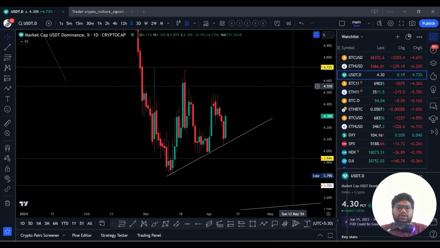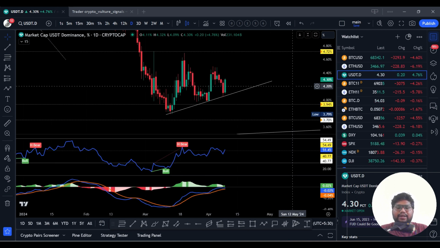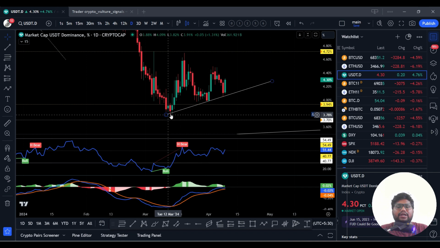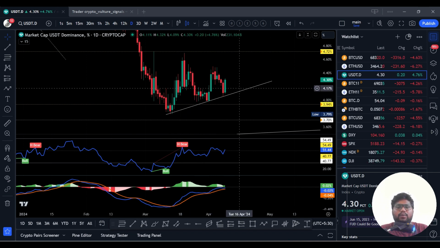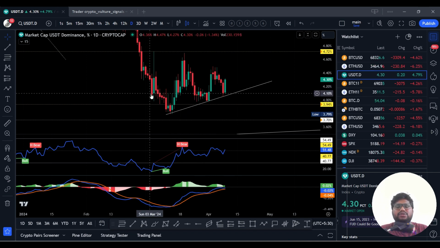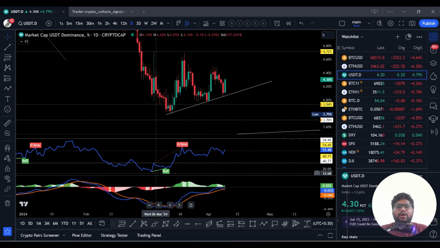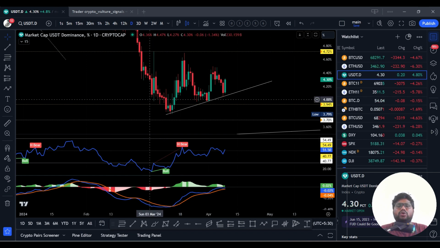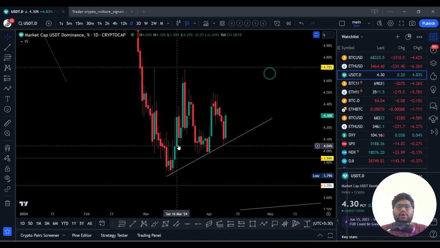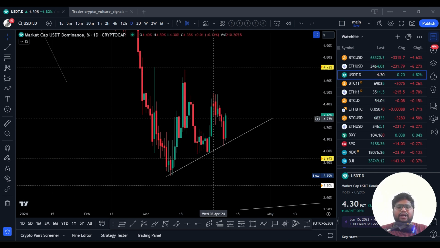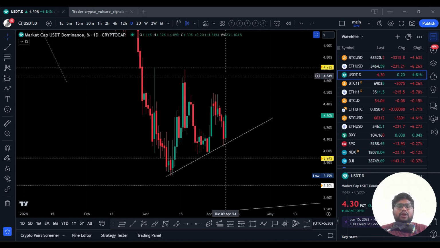So let's see the USDT dominance market analysis. If you look at the daily time frame, you can clearly observe that USDT is moving upwards. Here, if you observe clearly, it made a bullish divergence. So this bullish divergence caused this pump. Later it retested again, took a breather, and now it is moving.